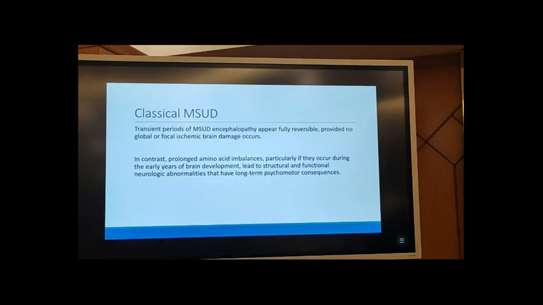Okay, so personally, most patients of MSUD either died or are left with some kind of neurological sequelae, and this is mostly because they are diagnosed late. There is a late diagnosis. Even if they are diagnosed at 10 days, this is considered late.